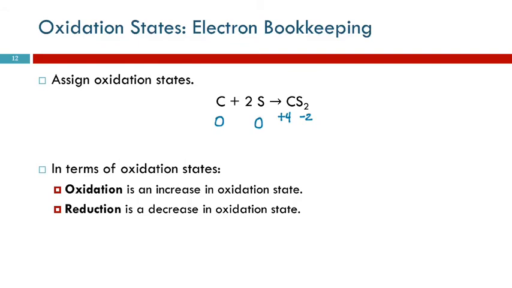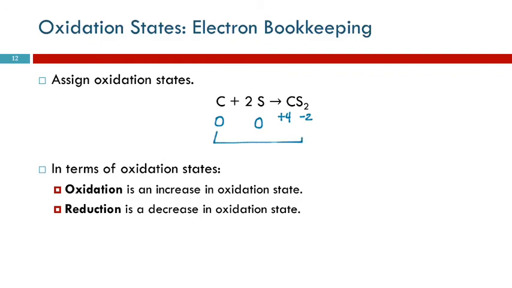In terms of oxidation states, oxidation is an increase in the oxidation state. Reduction is a decrease in the oxidation state. Reduction is when the oxidation state goes down, is reduced. So reduction is it going down. So 0 to -2, is that the oxidation state going up or down? Negative is down. It's going down.